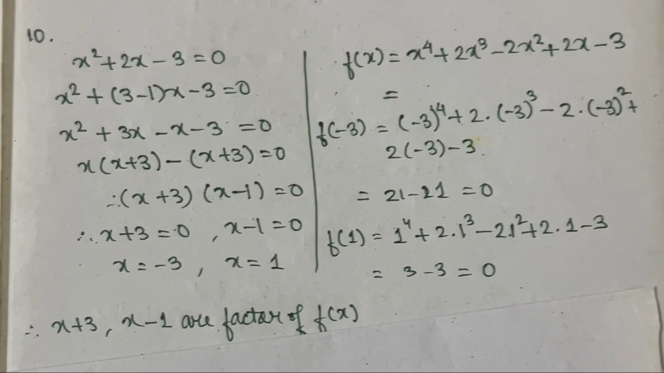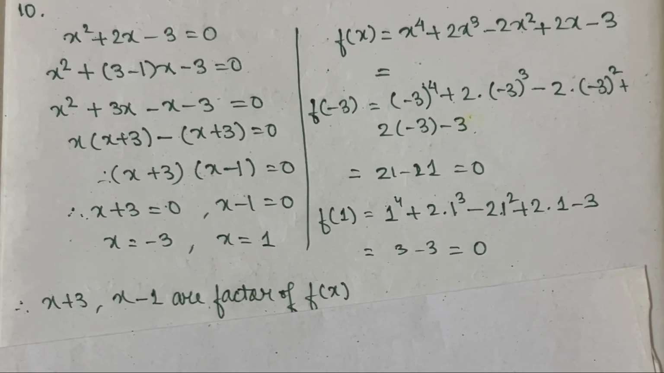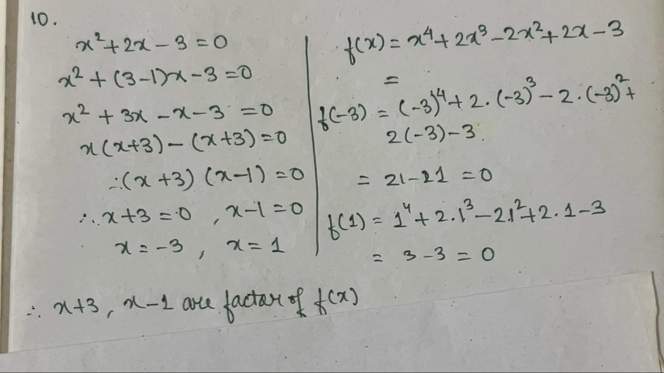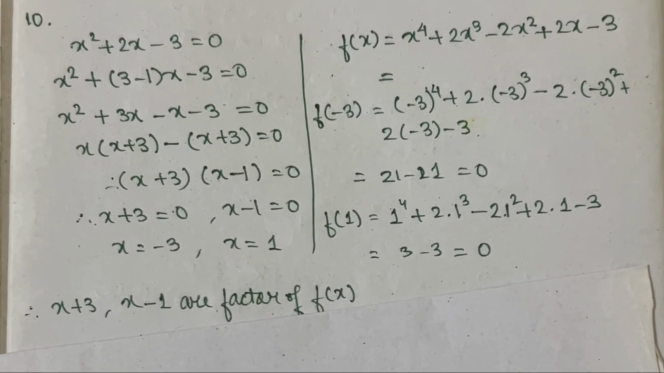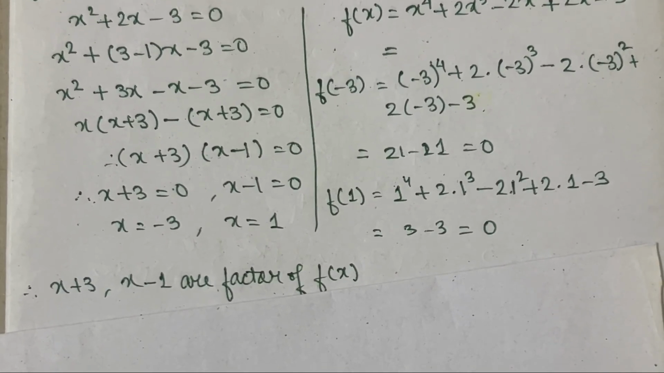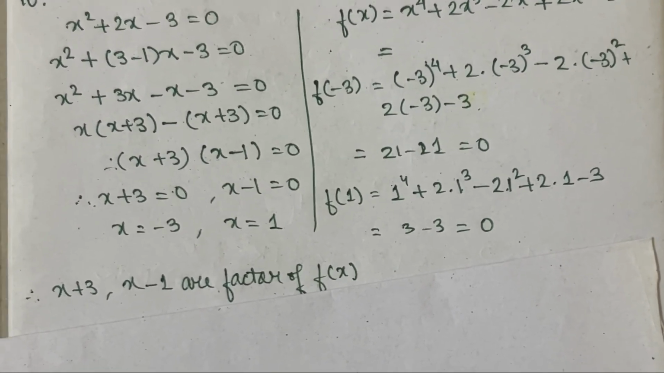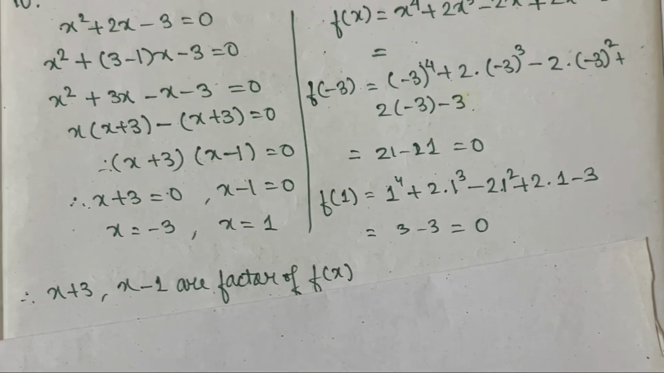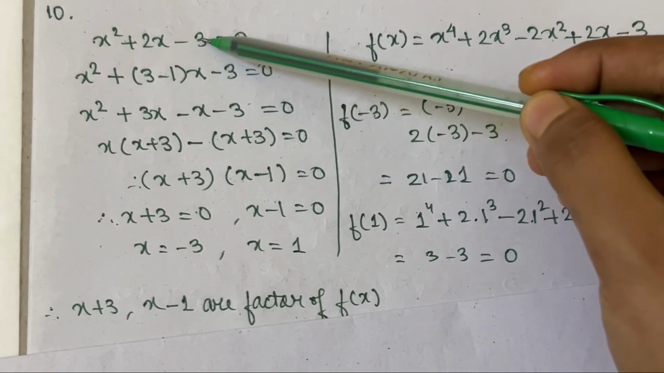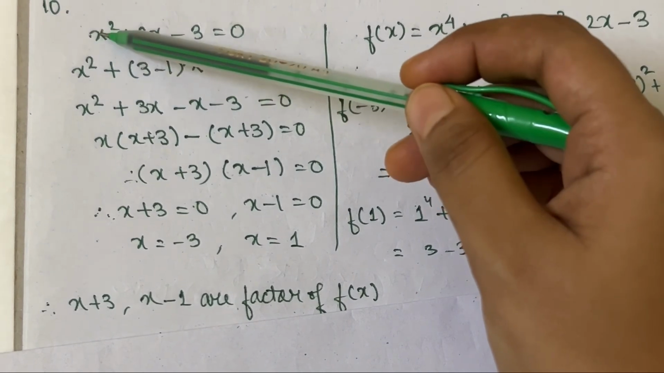Now for sum number 10, here it is said that without actual division we need to prove that x to the power 4 plus 2x cube minus 2x square plus 2x minus 3 is exactly divisible by x square plus 2x minus 3. Here we are going to follow middle term factorization, which has been taught in class 8. So you can see x square plus 2x minus 3. So first we are going to multiply 3 with the first one. So it will come 3.